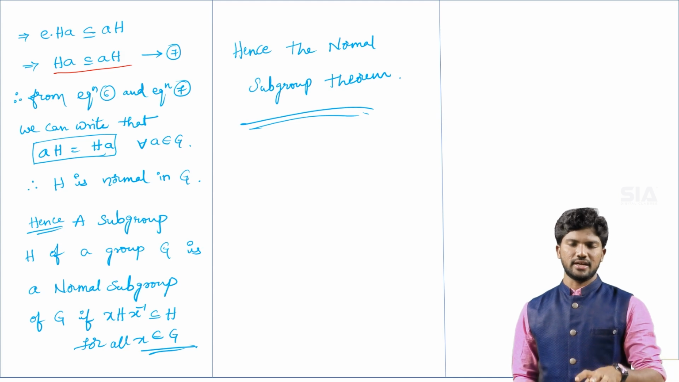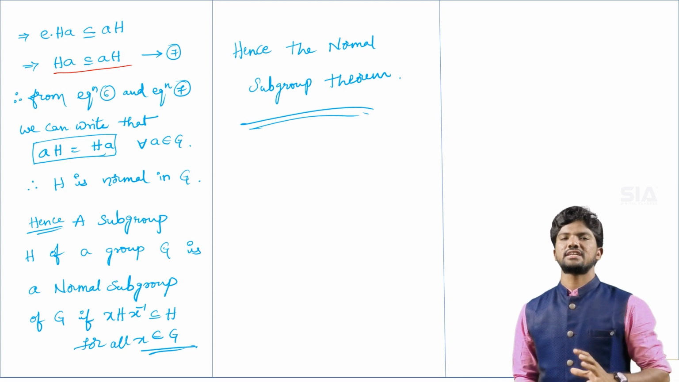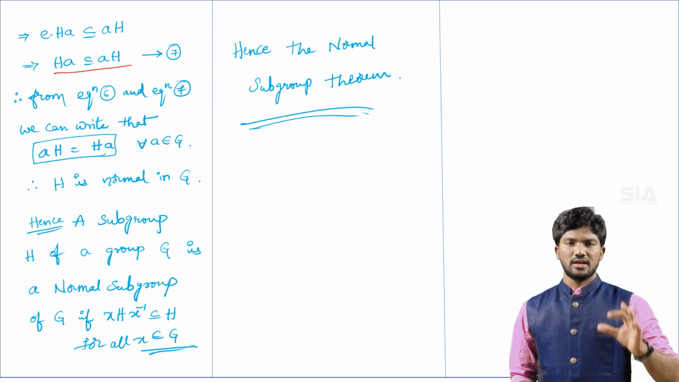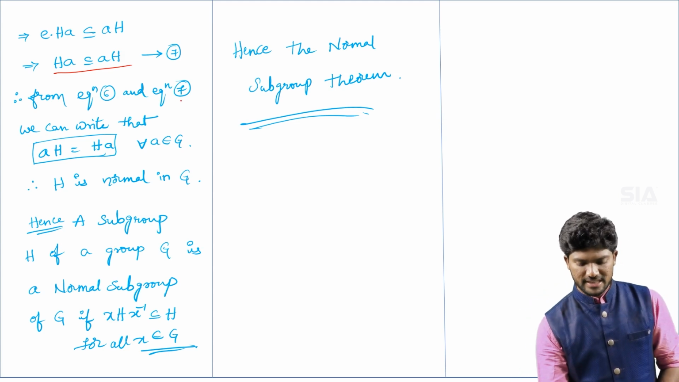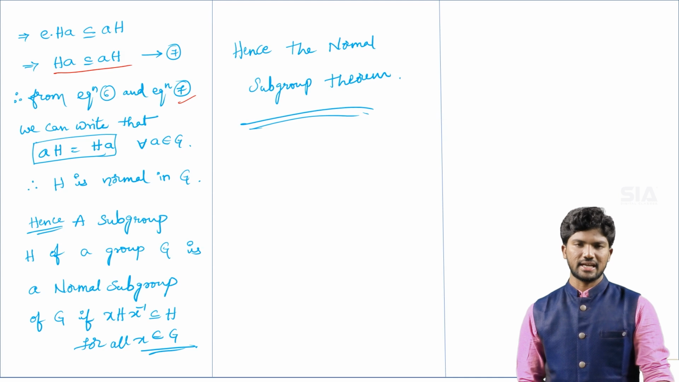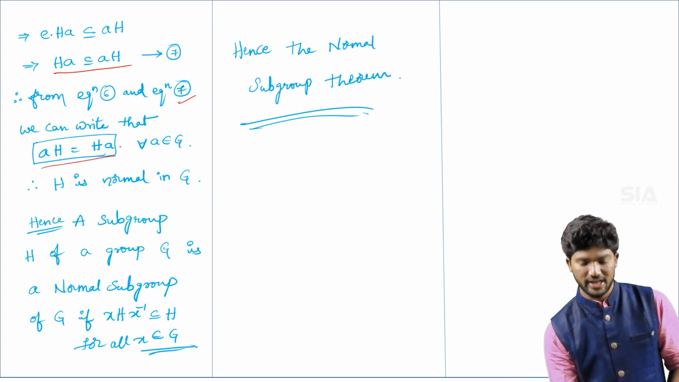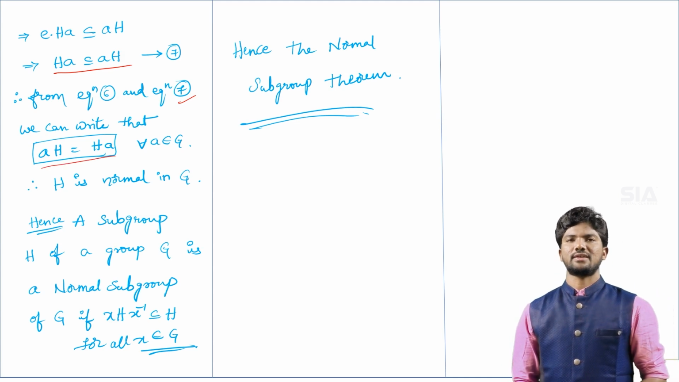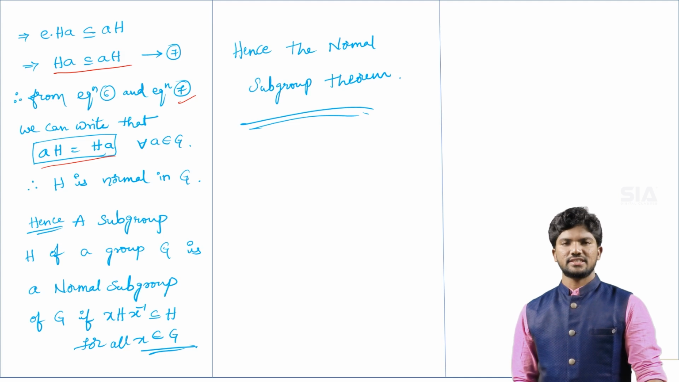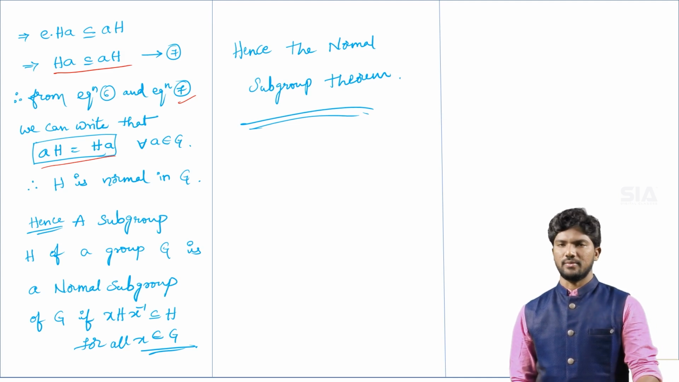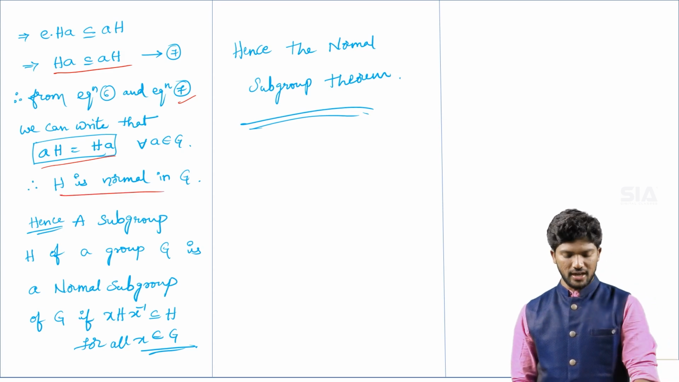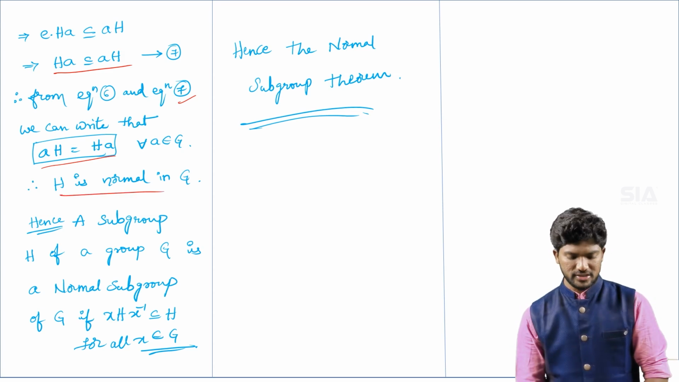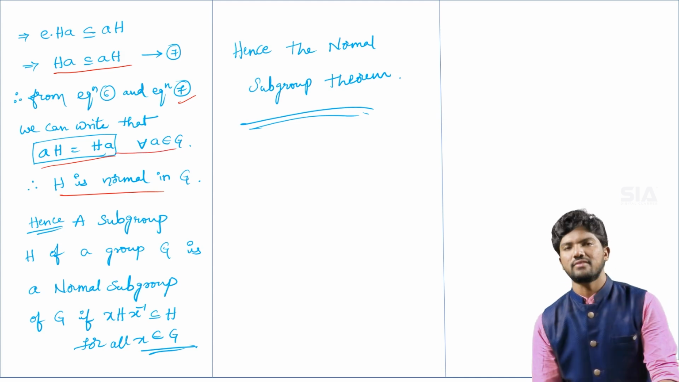In this theorem, each and every equation has one significance. That's why we are giving equation numbers up to 7. So from equation 6 and equation number 7, we can clearly say that aH is equal to Ha for all a belongs to capital G. This is the original definition of the normal subgroup. This is the condition of the normal subgroup from equation number 1. Therefore, H is normal. Whenever aH is equal to Ha for all a belongs to G, it is a weaker version.